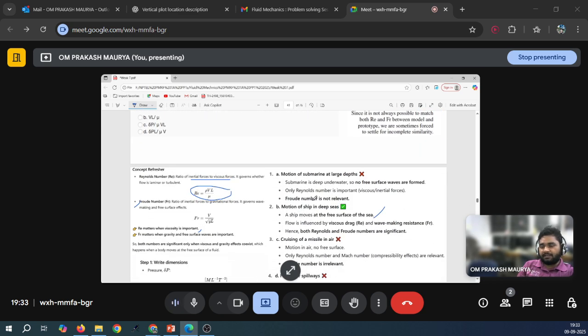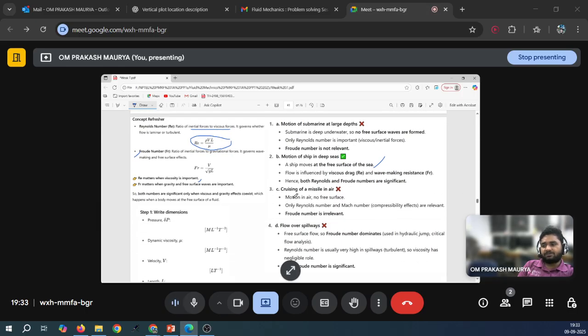Okay, other options: motion of submarine at large depth. This was the first option, so let us discuss this also. The submarine is deep underwater, so no free surface waves are formed. Only the Reynolds number is important because viscous and inertial forces are acting. The Froude number is not relevant. Option C was a cruising missile in air.